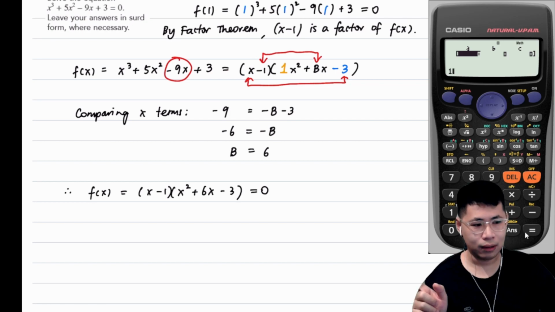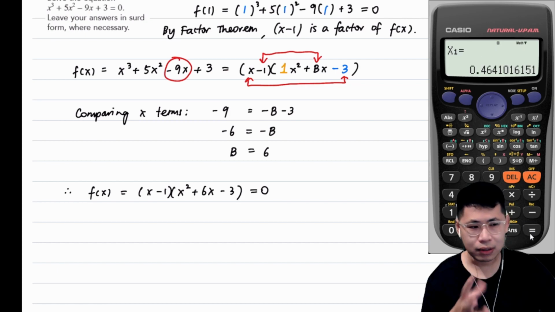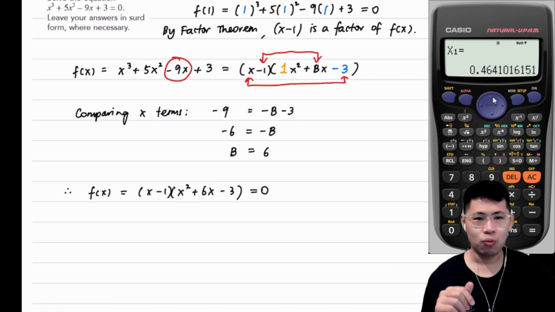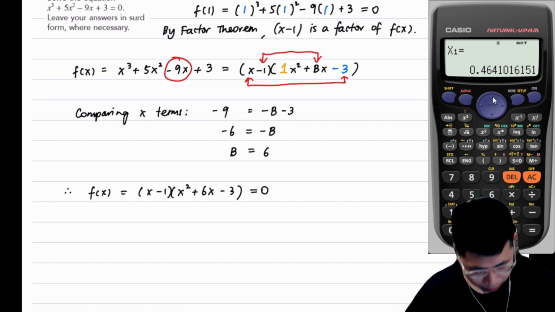So a is 1, b is 6, c is negative 3, and lo and behold, like what we saw just now, we get two weird numbers. So this signals to us that this is not an easy term to factorize. So what we can do is let's break this out first and do some solving first.